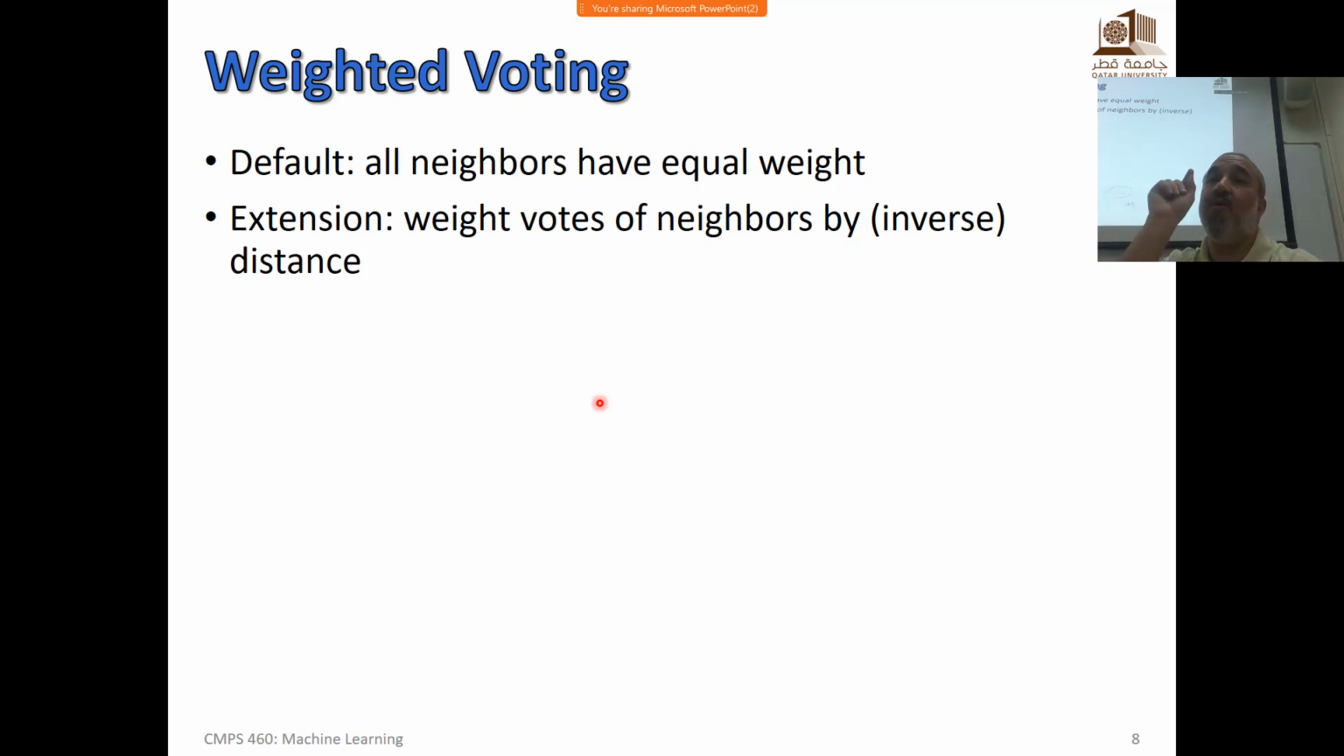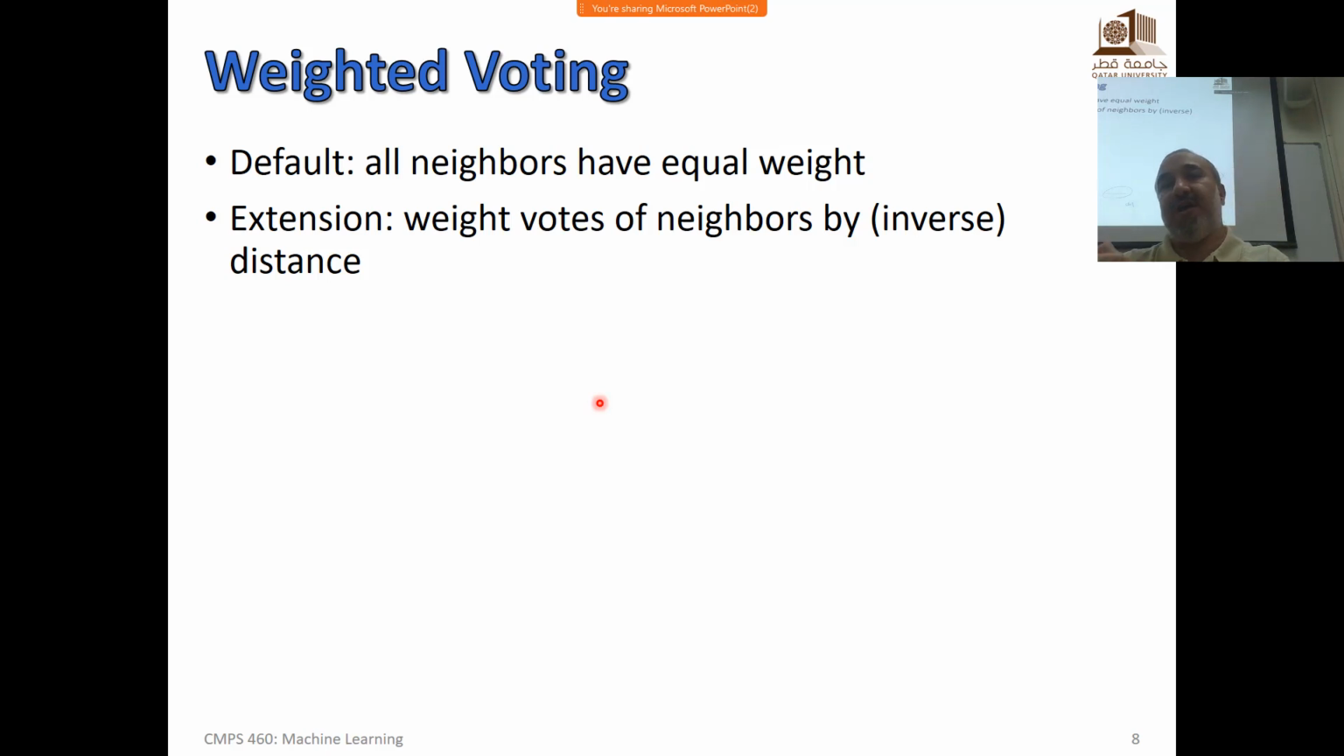What if the 1 red is almost on top of the test point, and the 2 green are really far from it? I didn't consider that. I just took the vote equally from all of them. But in weighted voting, I would give higher weight to the red point. Maybe because of that, the prediction might be red, based on how we give the weights. So, an extension of the standard kNN is to give weights to neighbors.